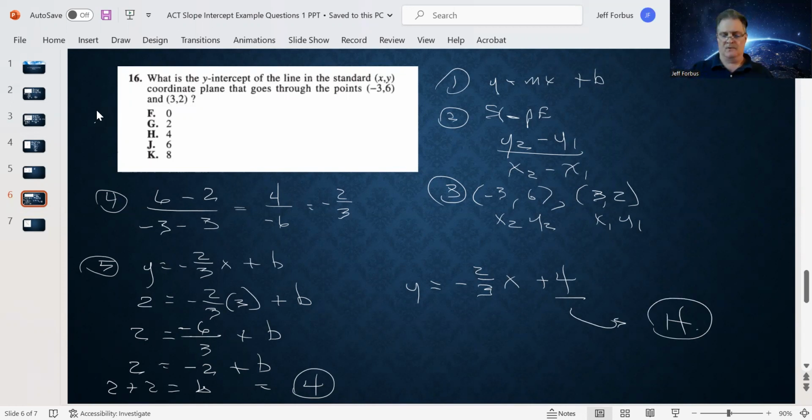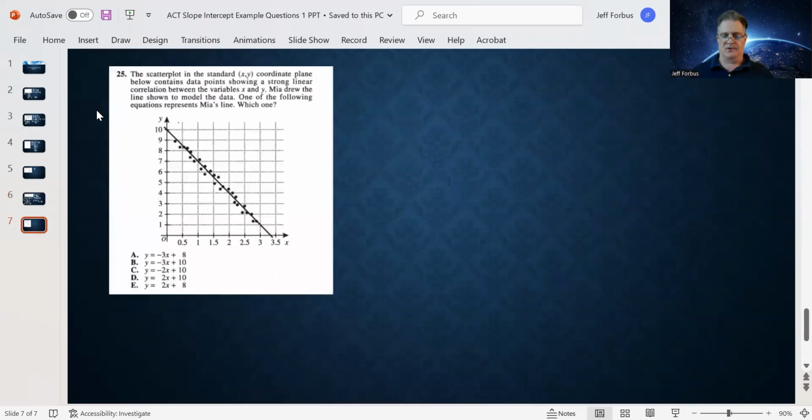One more. Okay, this one's pretty interesting. It's really a scatter plot, and somebody has put a best fit line in there. Let's read what the question wants us to find. The scatter plot in the standard coordinate plane below contains data points showing a strong linear correlation between the variables x and y. Mia drew the line shown to model the data. One of the following equations represents Mia's line.